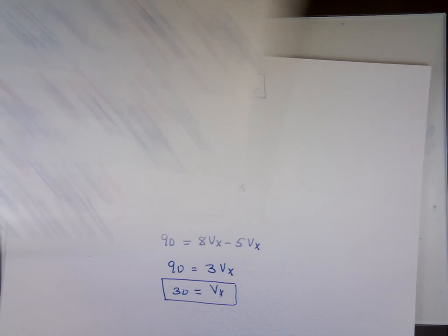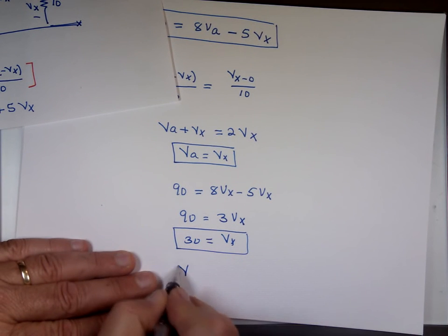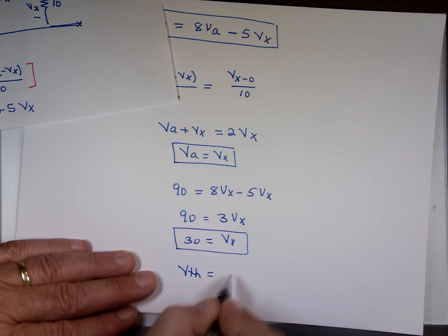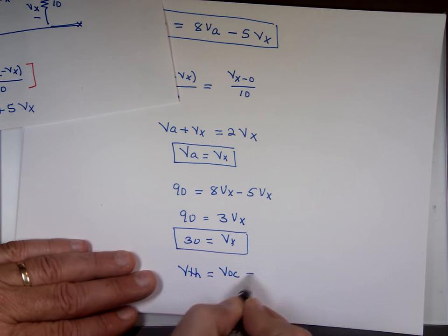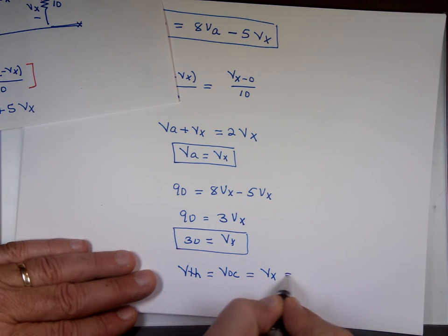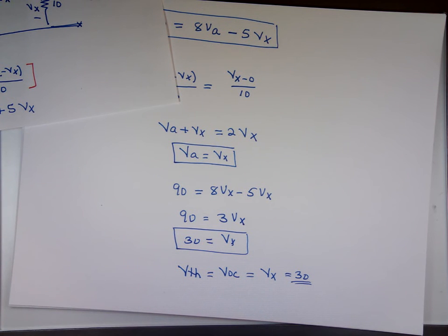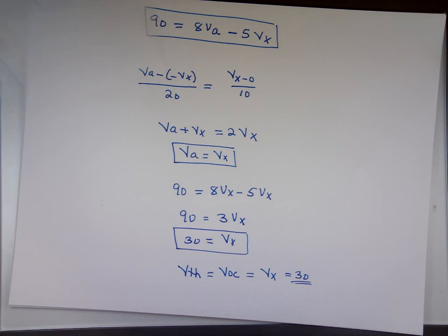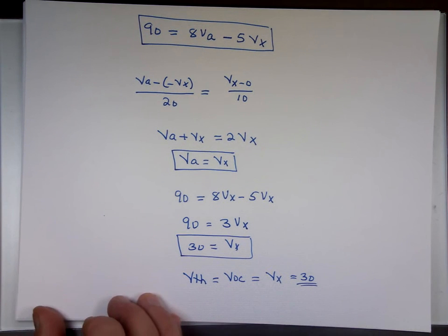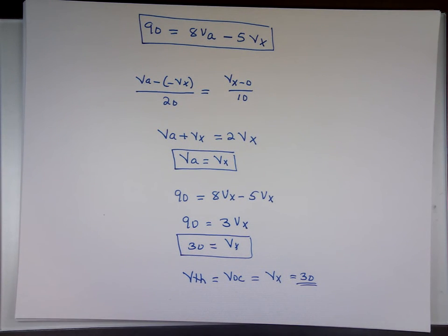So V Thevenin, now we need to find the Thevenin equivalent, is equal to the V open circuit, which happens to be Vx, which happens to be 30. So I need that value. I need to find the Thevenin equivalent circuit, so I can tell you what R sub L should be and what the power should be. I need V Thevenin and I need R Thevenin.